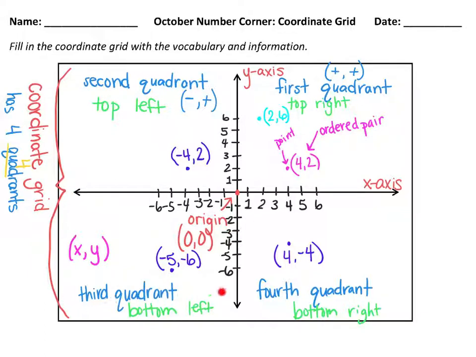Then the third quadrant, the x-axis will always be negative and the y-axis will always be negative when we're in this part of the grid. So in the third quadrant, it's always negative, negative. And in the fourth quadrant, the x-axis is back to positive, but the y-axis is negative. So that's very important to remember for middle school. But right now, we're mostly focusing on the first quadrant, but it's good for you to know these other qualities that a coordinate grid has.